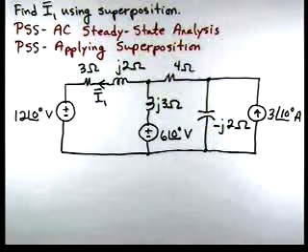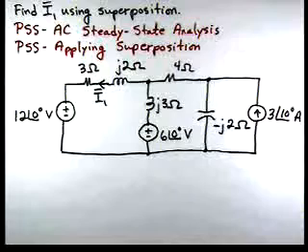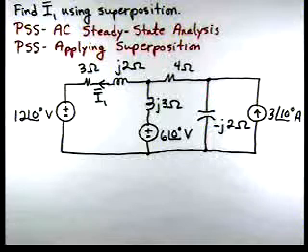Okay, in this problem, we're going to find I1 using superposition. We can see where I1 is labeled. We use a problem-solving strategy entitled AC Steady-State Analysis, and also apply superposition. If we look back at our strategy for applying superposition, for a network containing multiple independent sources, each source can be applied independently with the remaining sources off.